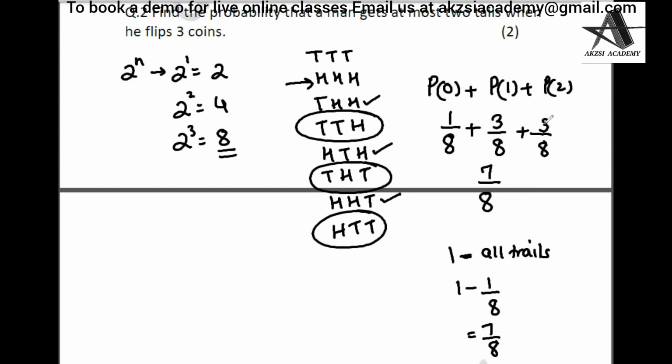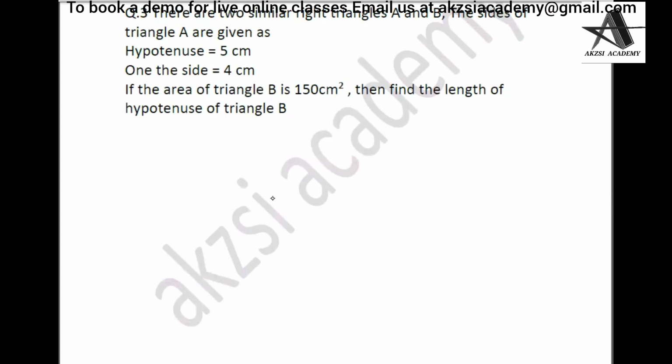If you're finding it difficult, we can go with the conventional method. That's it. There are two similar right triangles A and B. The sides of the triangle A are given as hypotenuse is 5 centimeter, one side is 4 centimeter, and the area of triangle is 150 centimeters. Then find the length of the hypotenuse of triangle B.